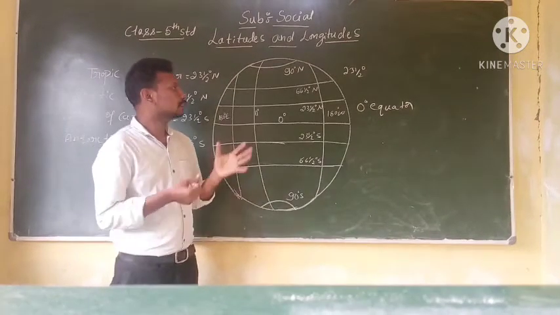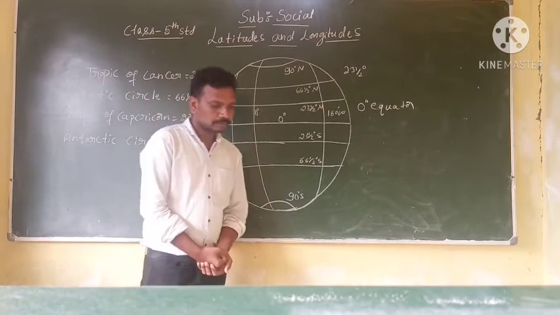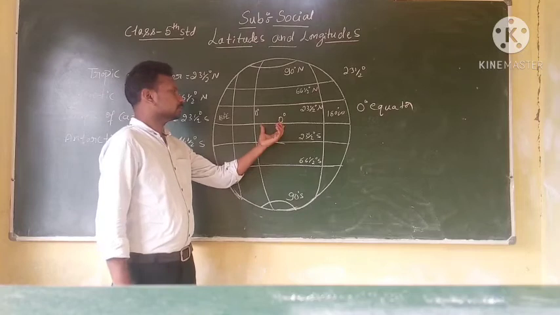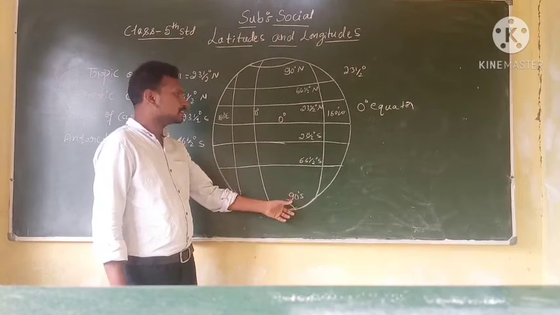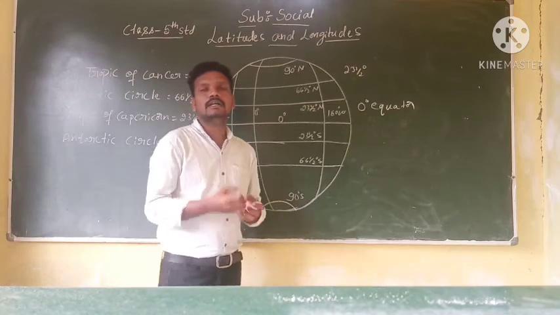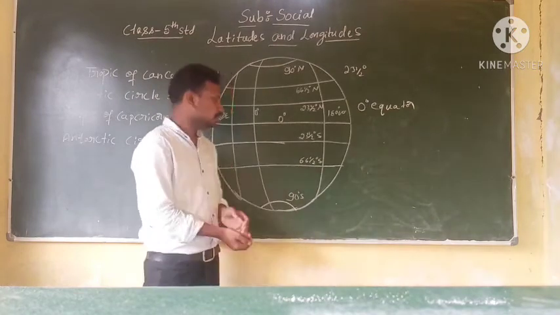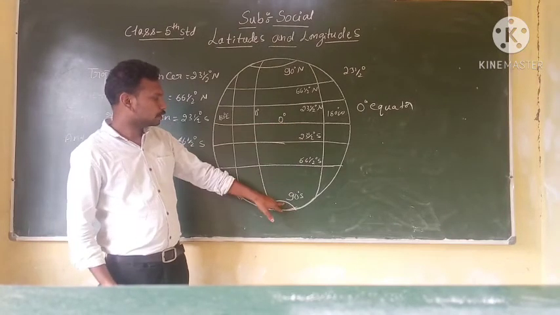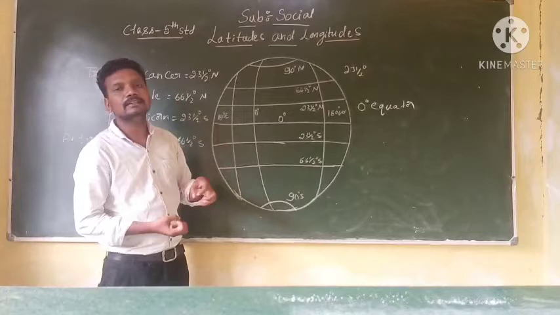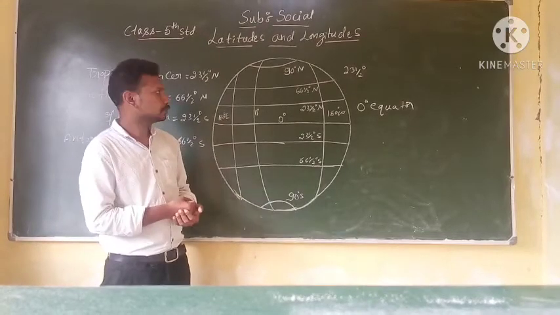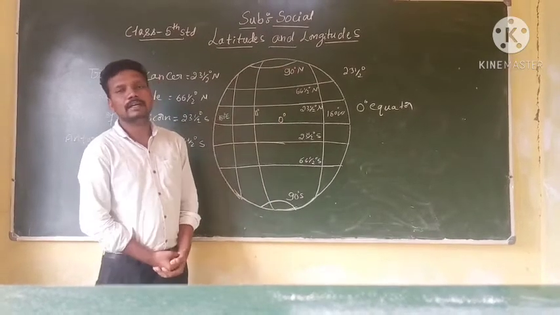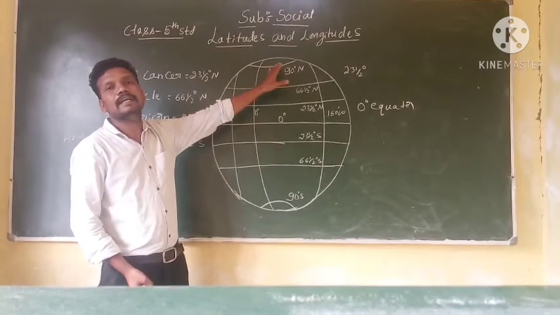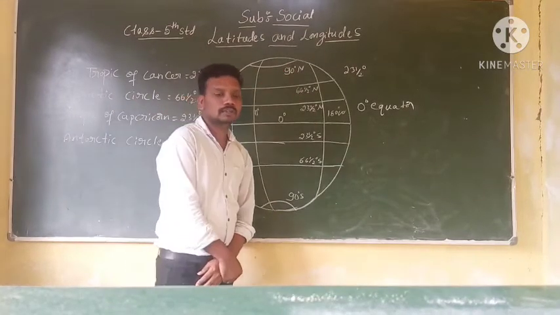Okay, these are some of the information about latitudes. As we move from the equator to the polar regions, the length of the latitudes goes on decreasing. We can observe here that from 0 degrees to the North Pole, the length or size of the latitudes goes on decreasing. In the southern hemisphere also, going from 0 degrees to 90 degrees, the length of latitudes goes on decreasing.